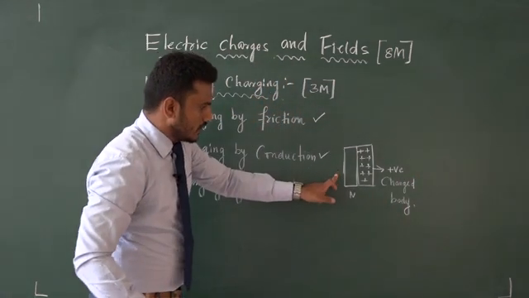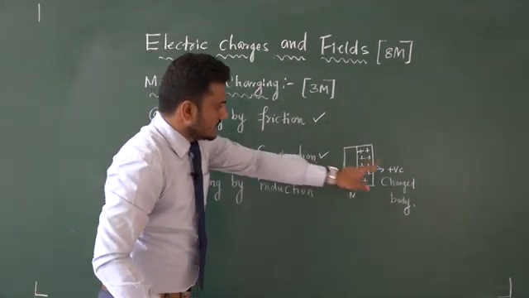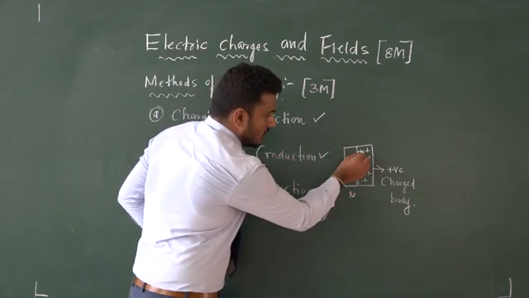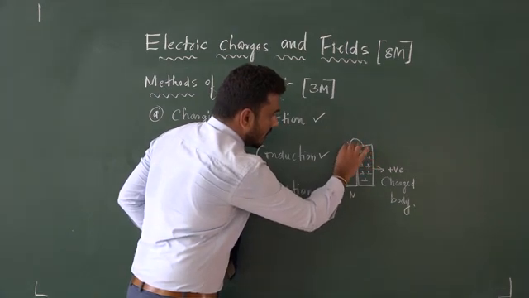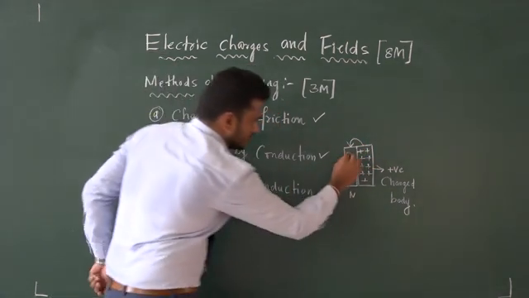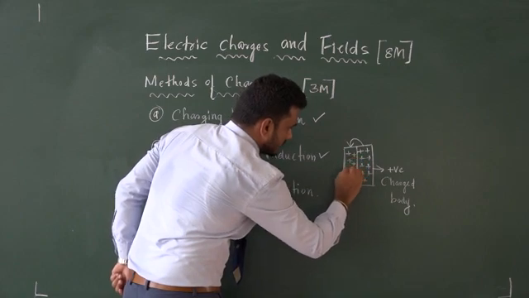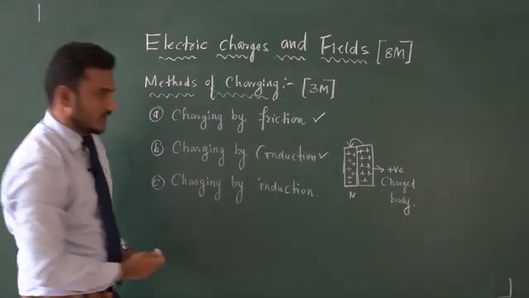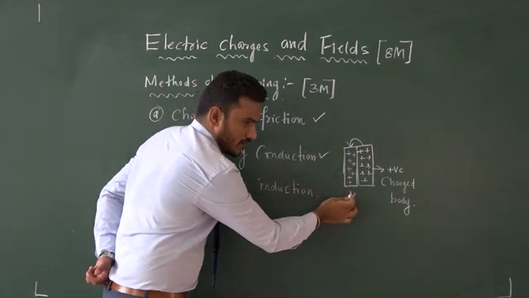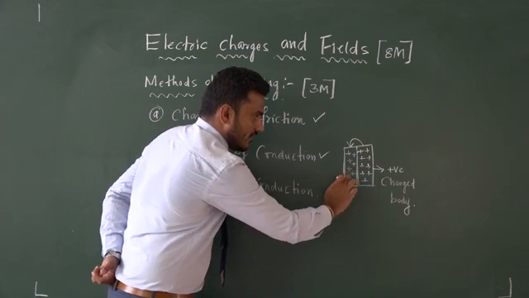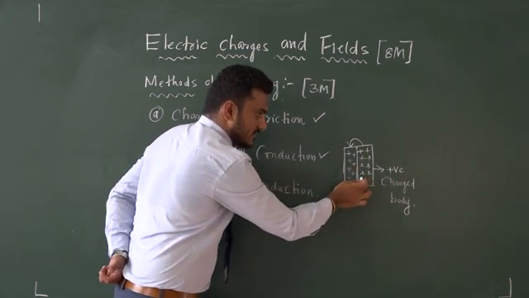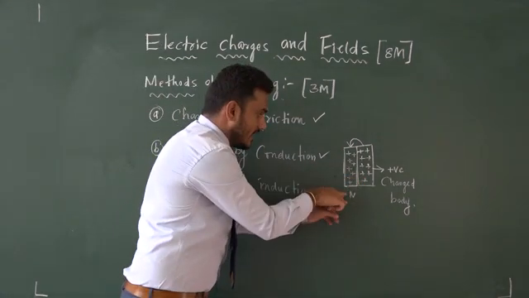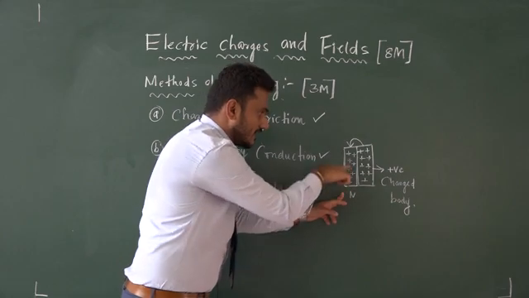When you bring the neutral body near to the charged body and make physical contact, the charge flows from the charged body to the neutral body due to conduction. So the positive charge is going to flow from the charged body to the neutral body due to conduction. The charge acquired by the neutral body is the same as that of the charged body, which means in the place of a positively charged body, if I consider a negatively charged body, then the neutral body would acquire negative charge.